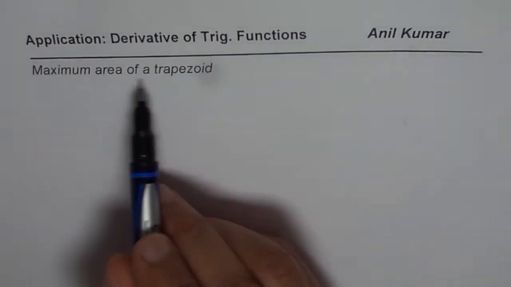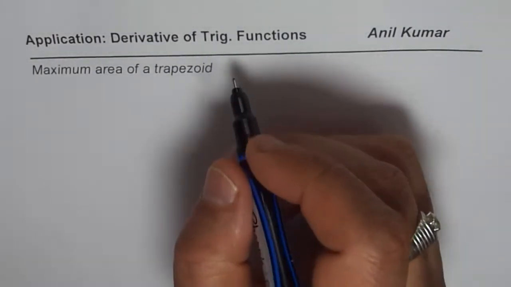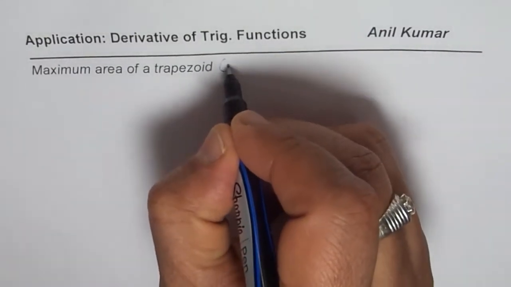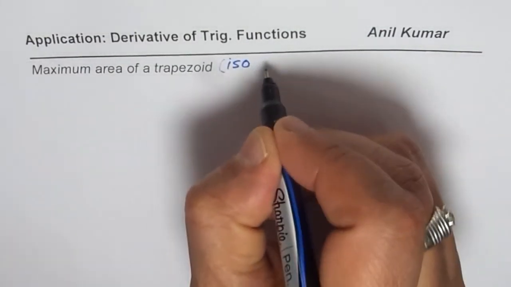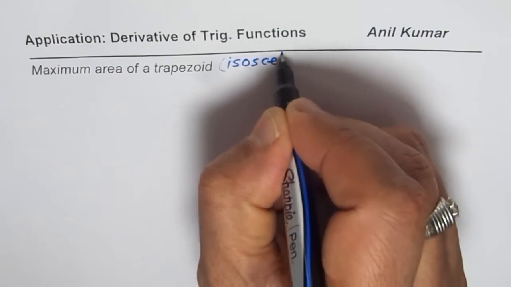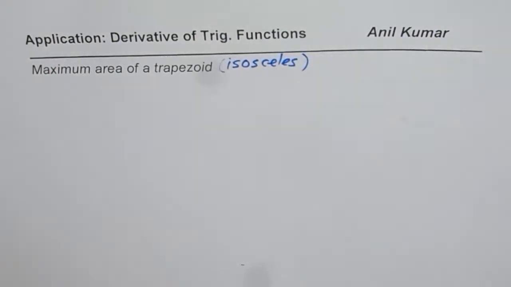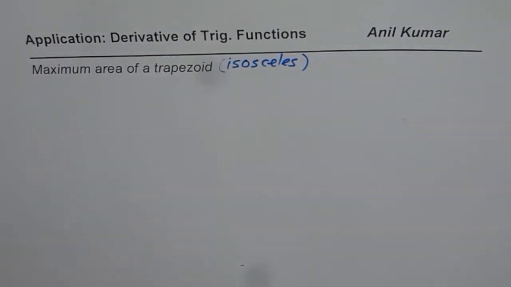I'm Anil Kumar, and in this video, we are going to discuss a very important application. We'll see how to maximize the area of a trapezoid, and specifically, we can take an isosceles trapezoid, right? So normally in your questions, you'll always find an isosceles trapezoid.